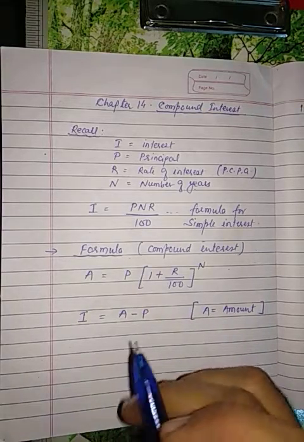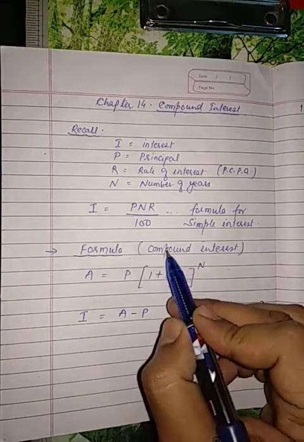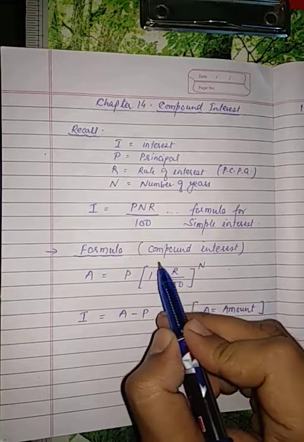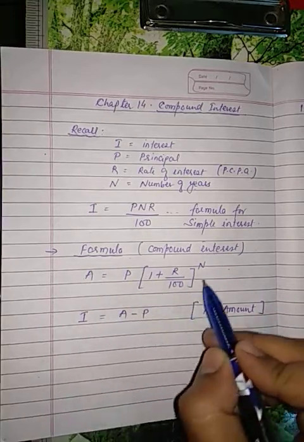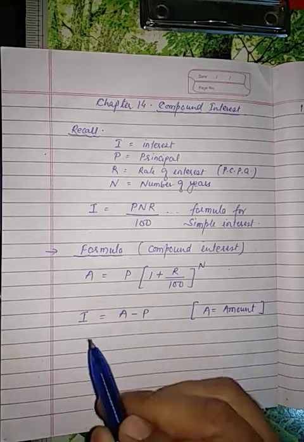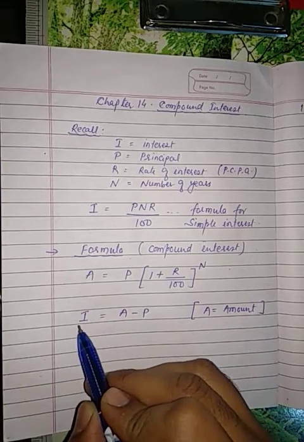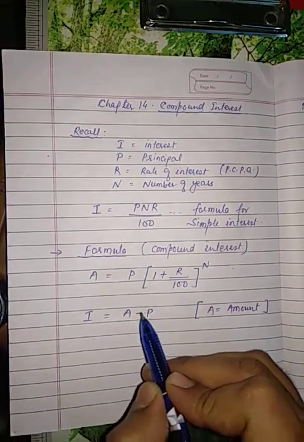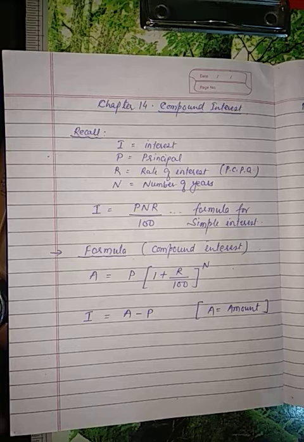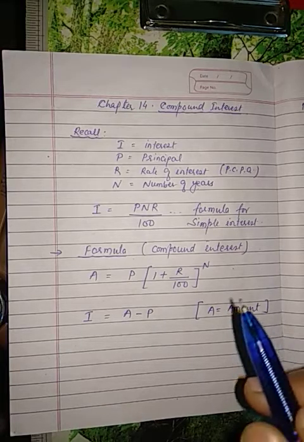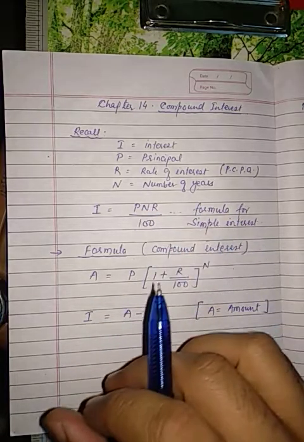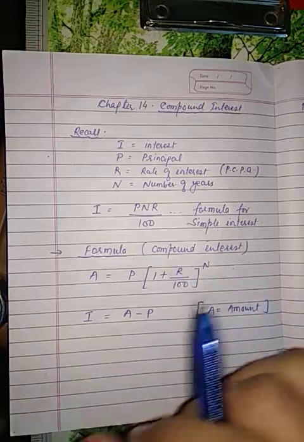Whenever you are calculating compound interest, remember we will calculate the amount first, then we will calculate the interest. Interest is equal to amount minus principal. So using this formula we are going to solve practice set 14.1. Let's see.